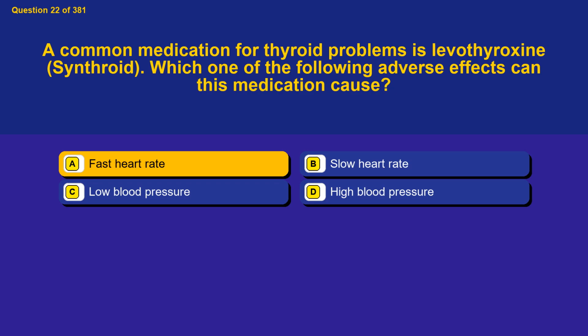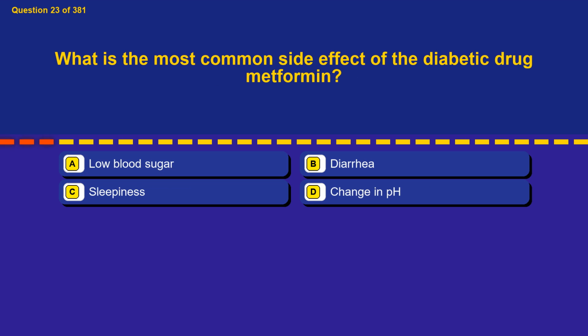The correct answer is option A. Fast heart rate. Question 23. What is the most common side effect of the diabetic drug metformin? Option A. Low blood sugar. Option B. Diarrhea. Option C. Sleepiness. Option D. Change in pH.